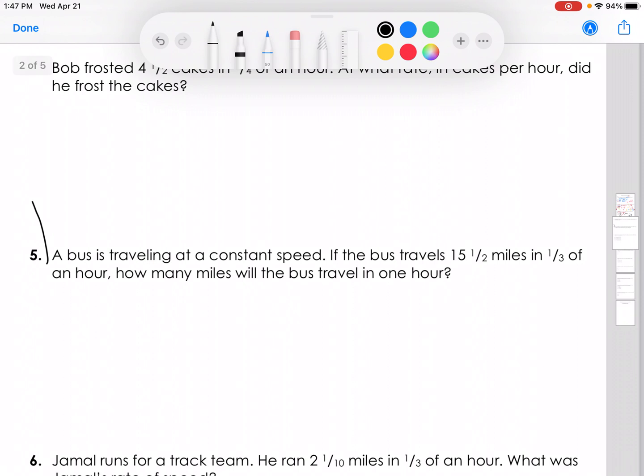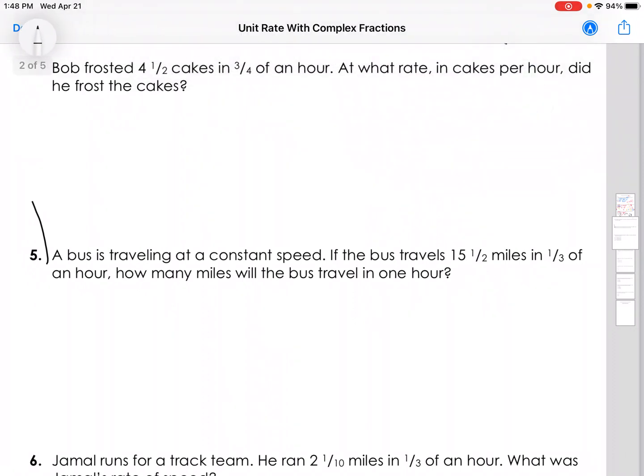All right, the next one says Bob frosted 4.5 cakes in 3/4 of an hour. At what rate in cakes per hour did he frost the cakes? So I don't have answer choices this time, so I have to think of another strategy. So I'm still going to use my table. I have cakes and I have hours.